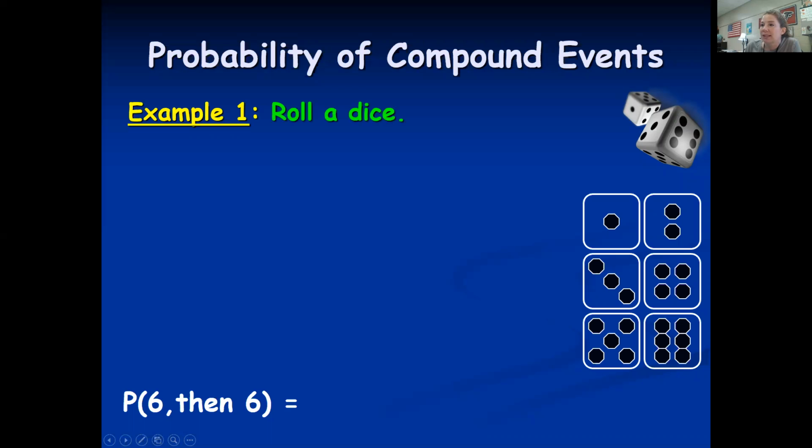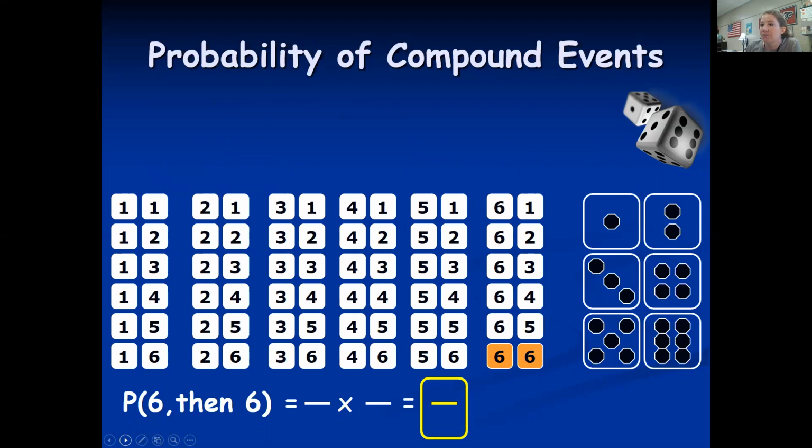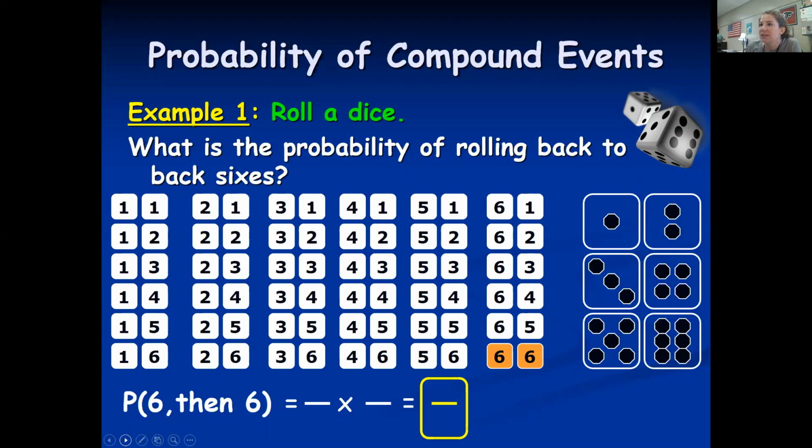For example, I'm going to roll a die. It should be 1 die. What's the probability of rolling back-to-back 6s? So I have 1 die. I'm going to roll a 6, pick it up, and then I want another 6. So the probability of rolling a 6 the first time is 1 out of 6, right? And then the second time I roll it, it's also 1 out of 6. So what I'm going to do is multiply those 2 probabilities together.